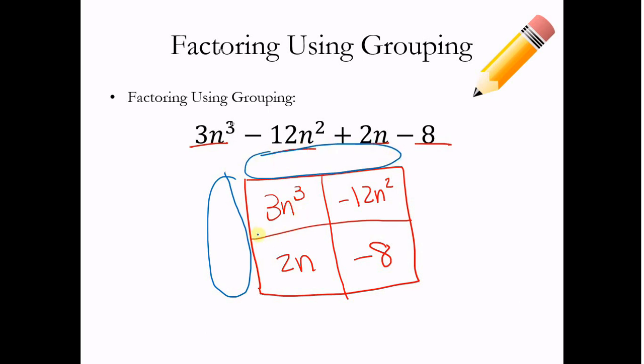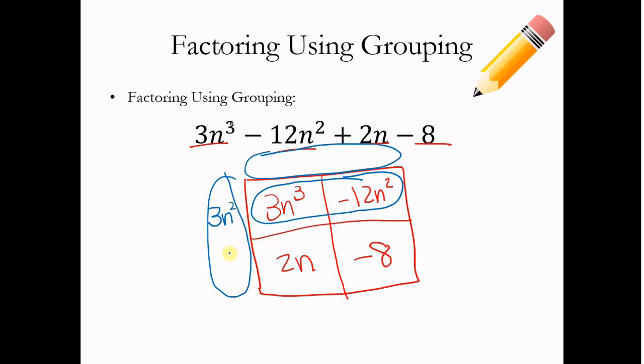So what did I multiply together to get 3n cubed? Now you're saying, well, there could be several things. So what you can do is figure out the GCF of these two terms. What is the greatest number I can take out of these two terms? A 3, right? So I'm going to take a 3 out, and then the lowest number of n's is n squared. So I'm going to take out n squared.